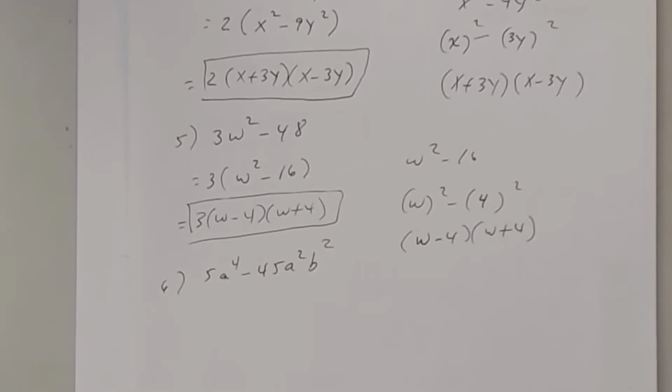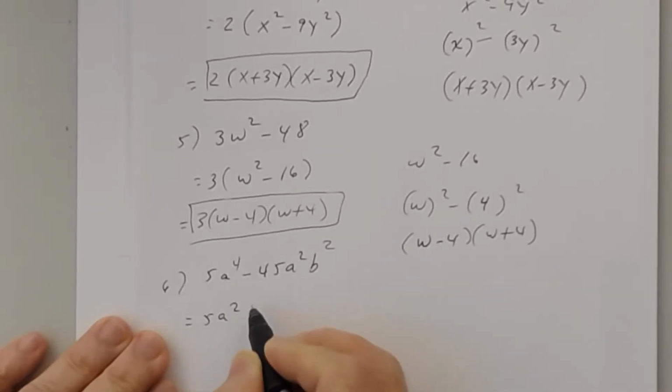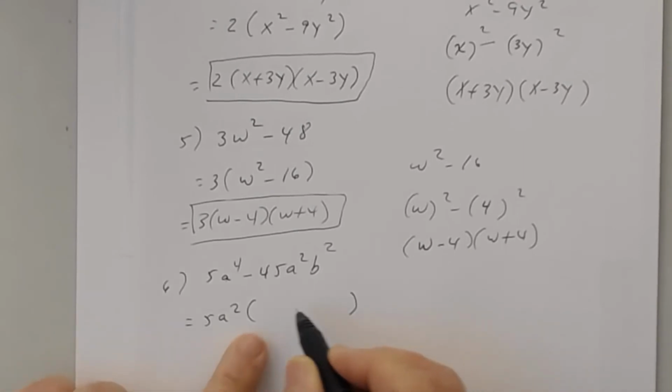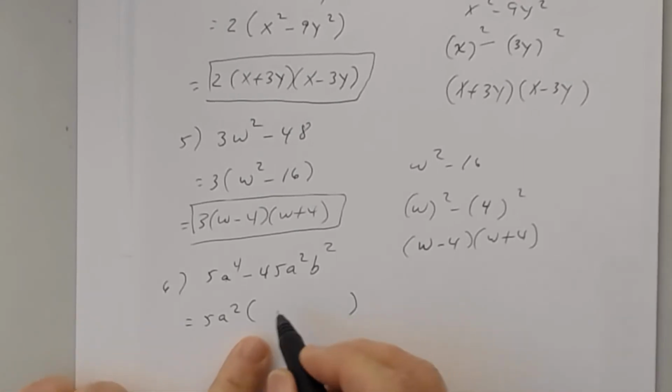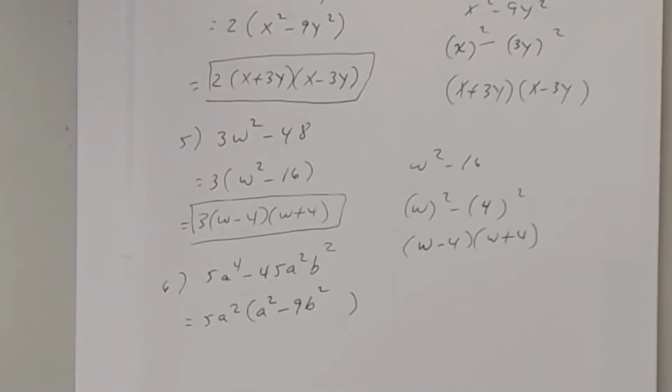Very good. The GCF is 5a squared. I agree with that. So I'm going to factor out a 5a squared, and when I factor out 5a squared, what binomial do I have here? A squared minus 9b squared. All right, because 5a squared times a squared is 5a to the 4th.